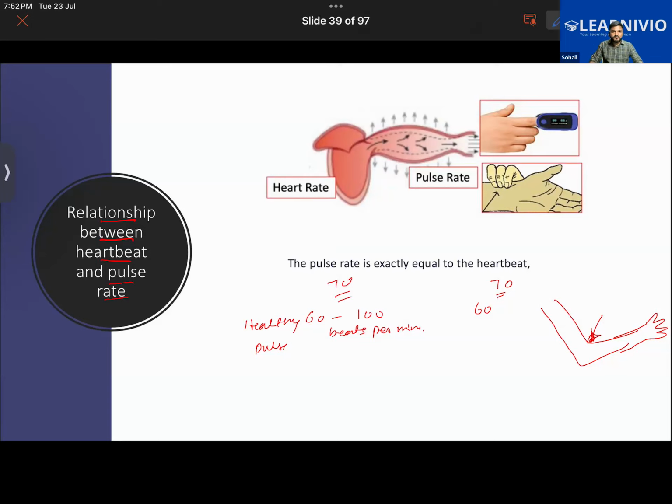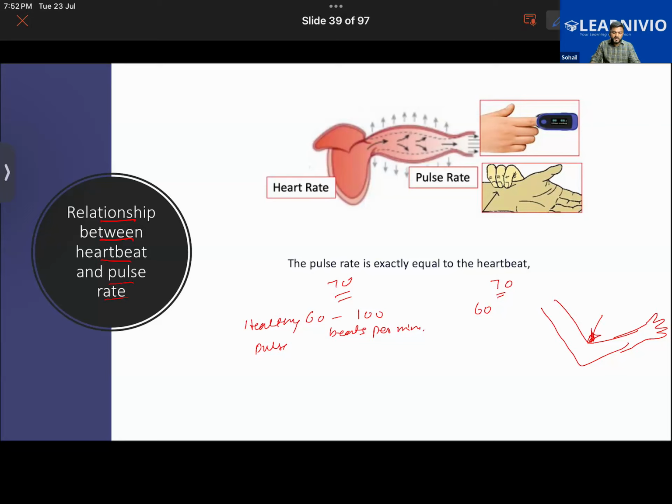Also, the pulse rate of one person will vary from another, depending on his emotions, his body size, the kind of medicines he is consuming, his daily activity, his lifestyle, his age, and the amount of caffeine the person consumes. All of those determine what the pulse rate of a person is going to be.